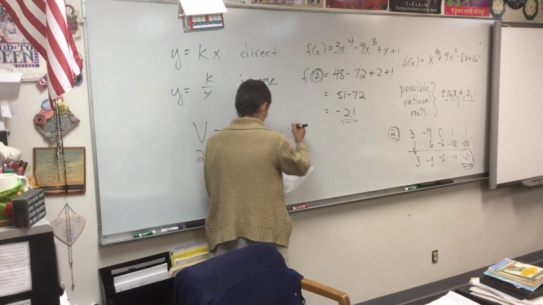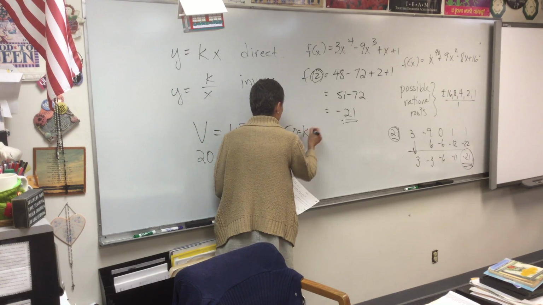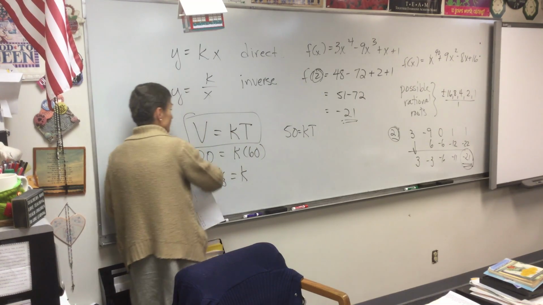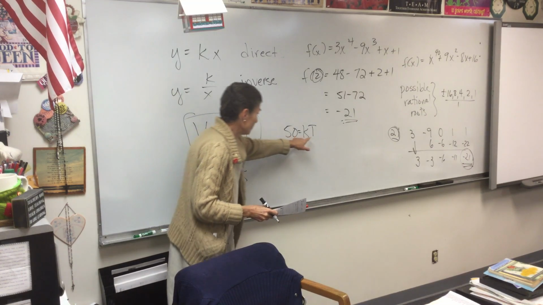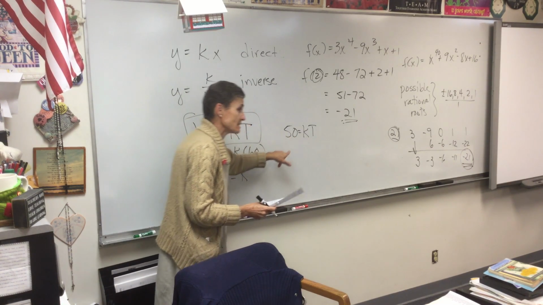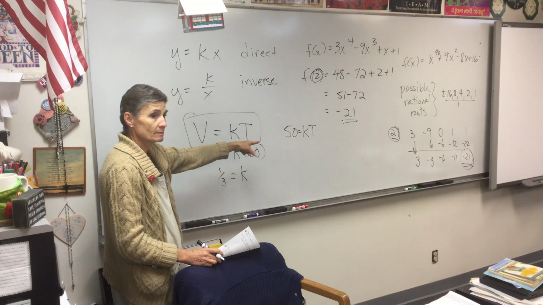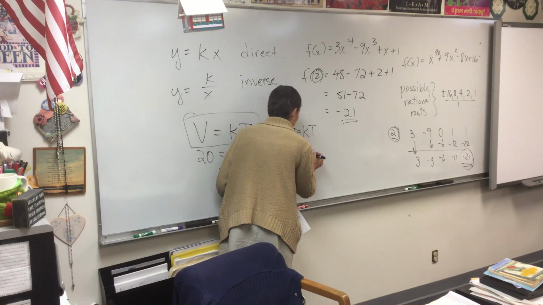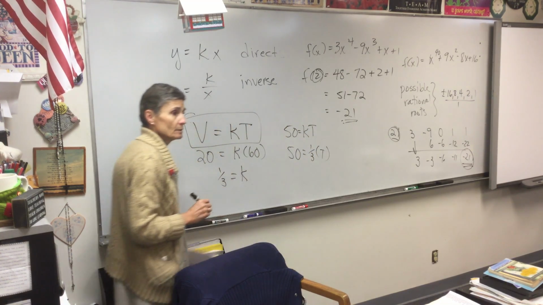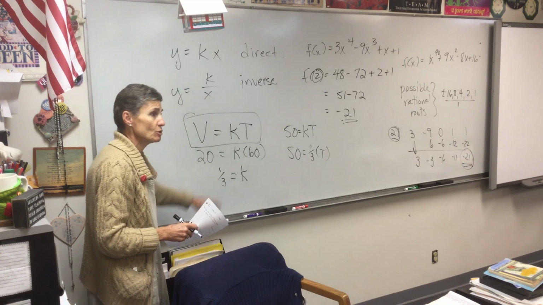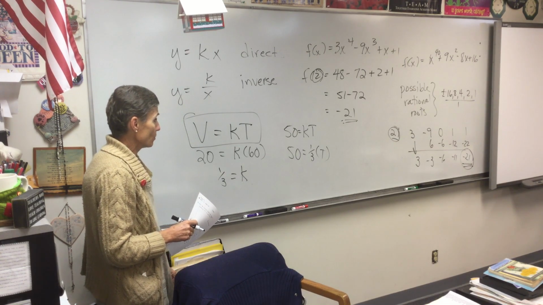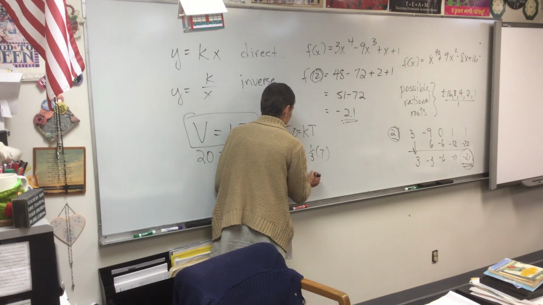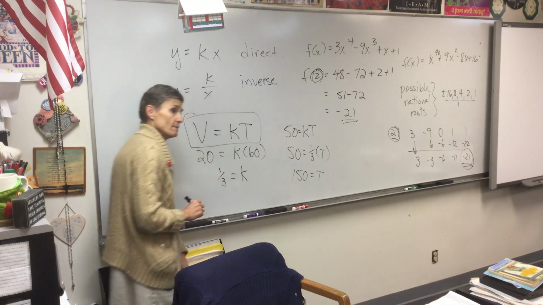Find the temperature when the volume is 50. Here's my equation. This is the one I'm using. It says find the temperature, find T, when V is 50. How do I solve that? 50 equals 1/3 times T. Exactly. We know k is 1/3. We figured that out in step 2. So multiply both sides by 3, and the temperature must be 150.